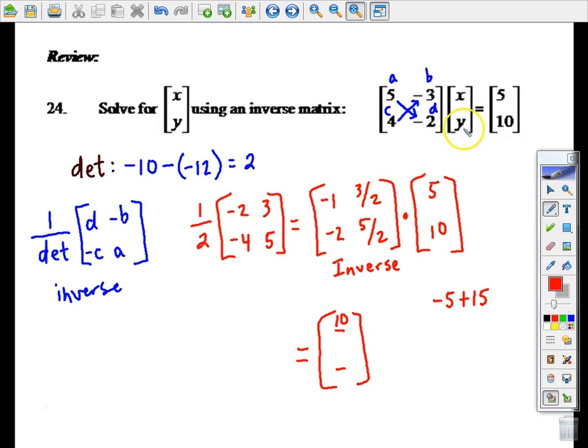Now let's find the bottom number, the Y. So using the bottom row, negative 2 times 5 is negative 10. Plus, if you multiply 5 over 2 times 10, that's 50 over 2, which is 25. And negative 10 plus 25, of course, is 15. So my answer for this missing matrix we solve for is 10, 15.